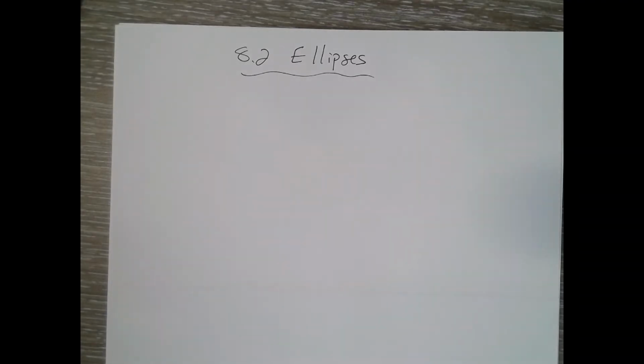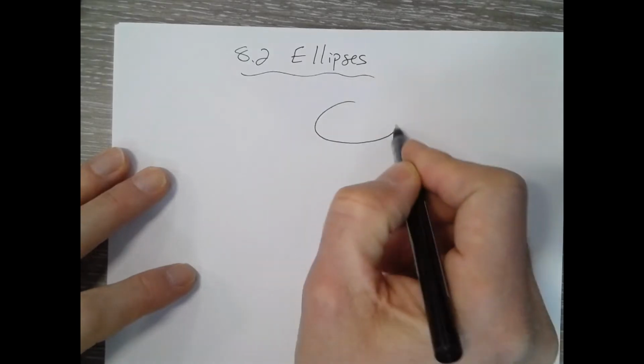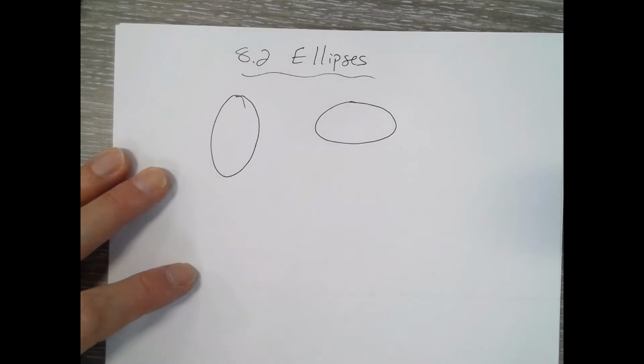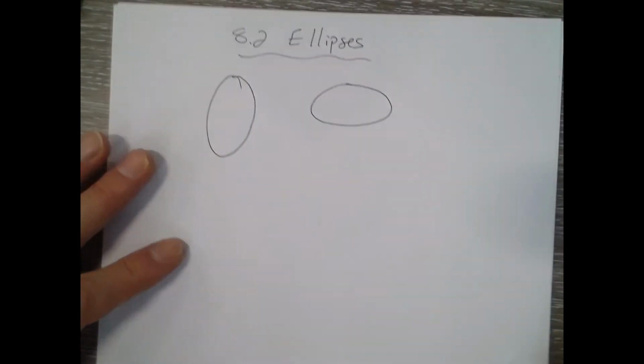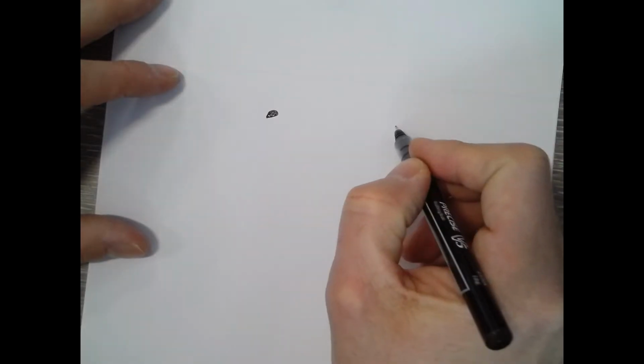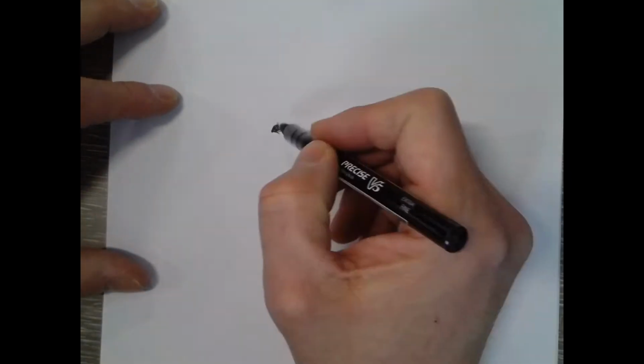All right, so the second conic section that we're going to look at are ellipses, or an ellipse. People like to call them ovals. So this is an ellipse. The way they're defined is, you imagine I've got two foci, and let's say I've got a string here.